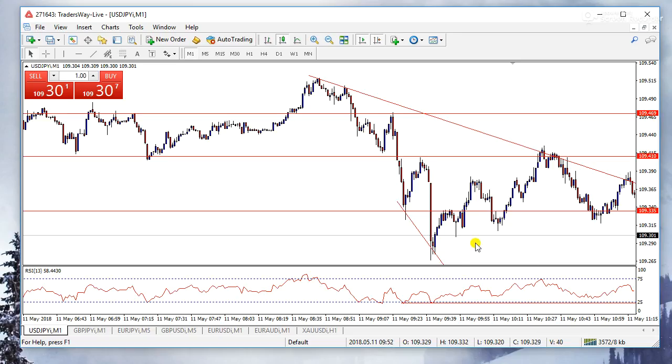So what I do is if I enter and the market starts slowly going against me, I'll close the trade at a small loss as it consolidates against me. Now, small loss, quote unquote, is discretionary.